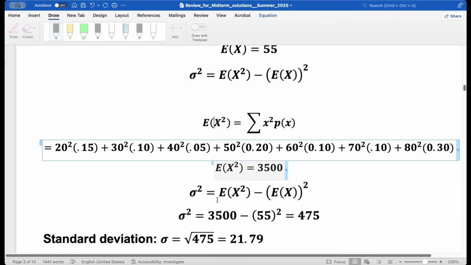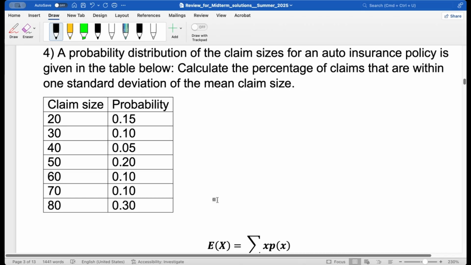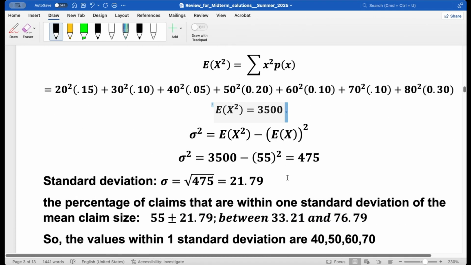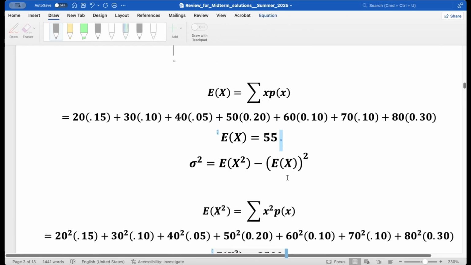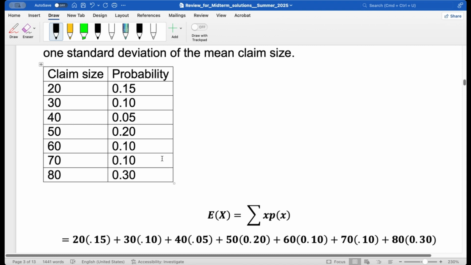So now the question is asking to calculate the percentage of claims that are within one standard deviation of the mean claim size. So the mean is 55. We're going to go one standard deviation out from there. So we're going to go up and down 21.79. So from the 55, we're going to go up and down 21.79 and then count what proportion is within that range.